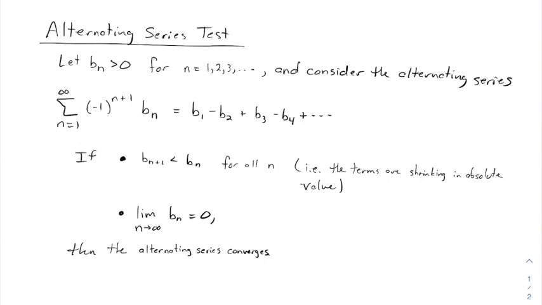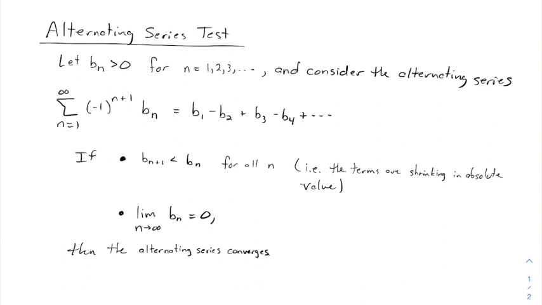The alternating series test says this. If we let bn be positive for all n's, 1, 2, 3, and so on, we're going to build an alternating series like this, putting negative 1 to the n plus 1 times bn. The reason the b's had to be positive was because that way we don't have to worry about the b being negative and somehow messing up the sign. That way we're going to have plus, minus, and so on.